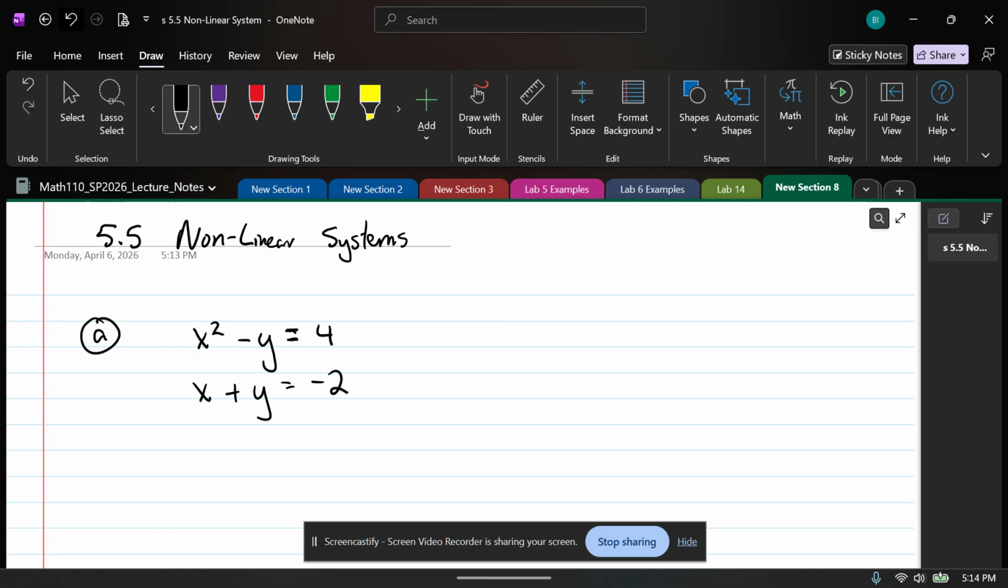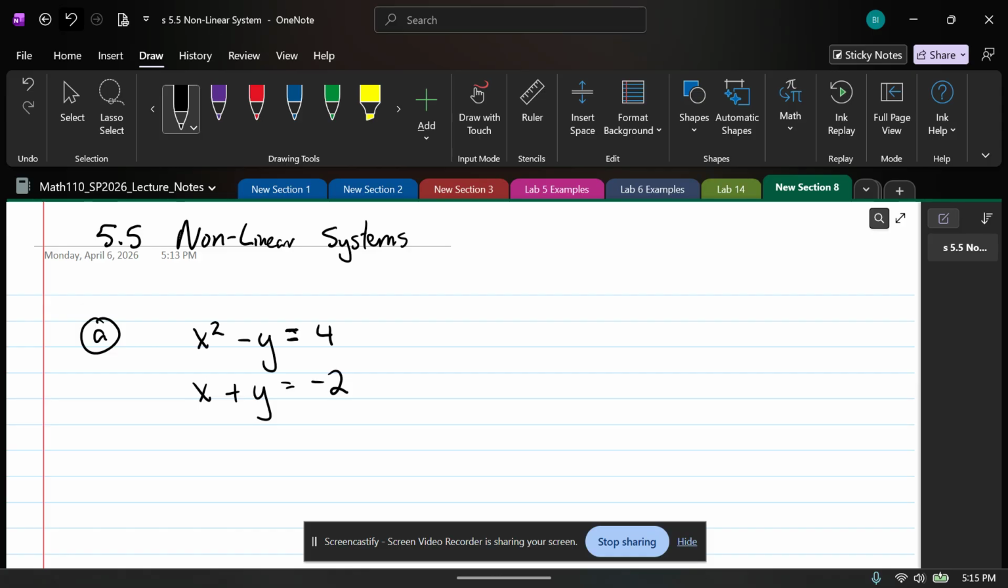Here is a nonlinear system. What makes this nonlinear is the fact that this problem, the first one, has x squared in it. That's not a straight line. X squared is a parabola. So that's a nonlinear system. It's something that's not a straight line. Okay? So in this problem, you could do elimination, you can do substitution. Either method works really good.